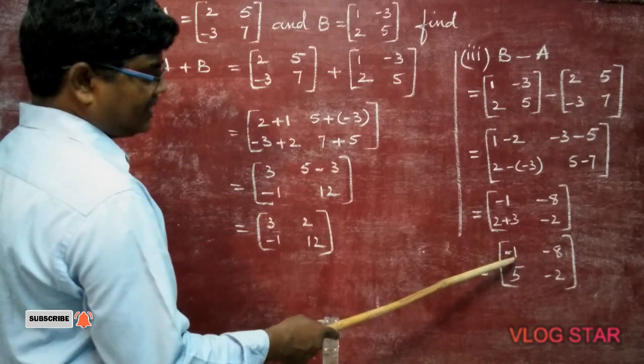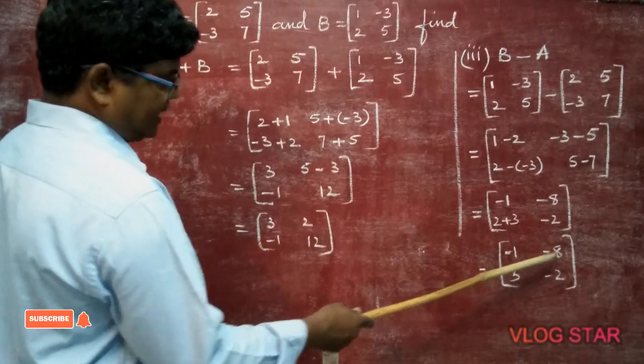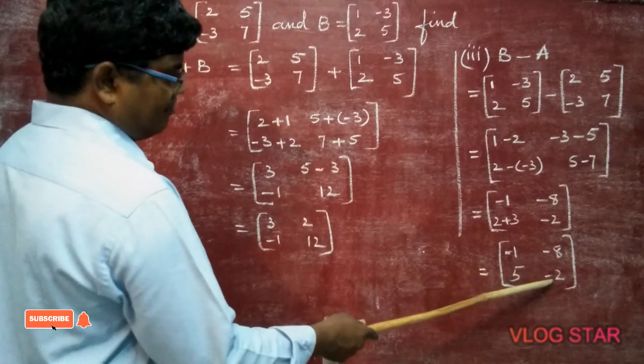So what is the answer? Final answer: minus 1, minus 8, 2 plus 3 is 5, and minus 2.